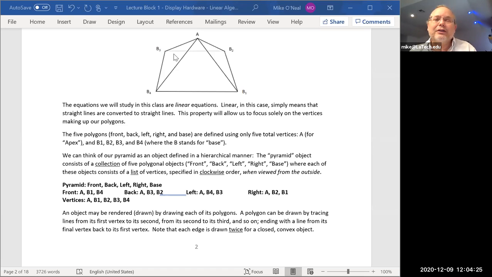Now, again, remember, the back face wouldn't be drawn, it would be hidden, but it affects the shape of these triangles here, right? Because this edge is not drawn vertically, it's drawn at an angle, and the same thing for this one. So this is what perspective projection does for you.